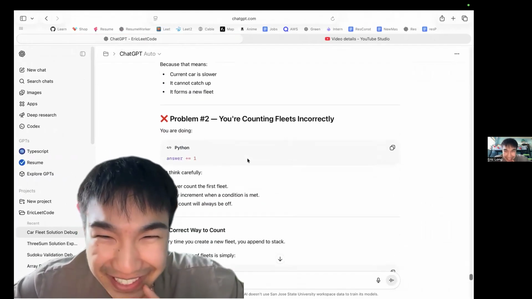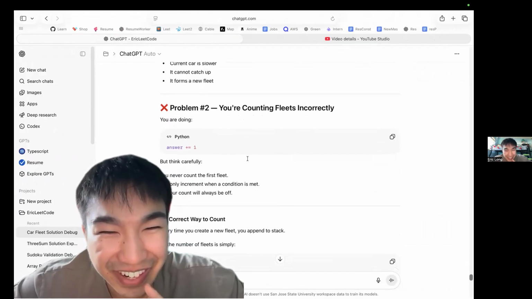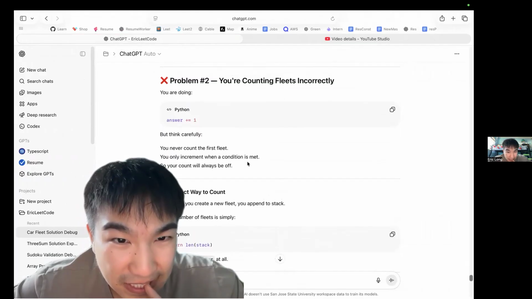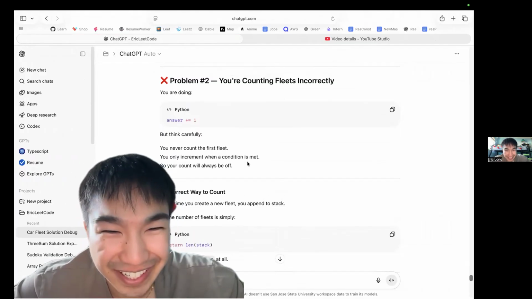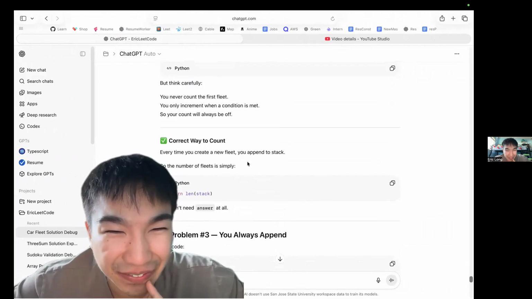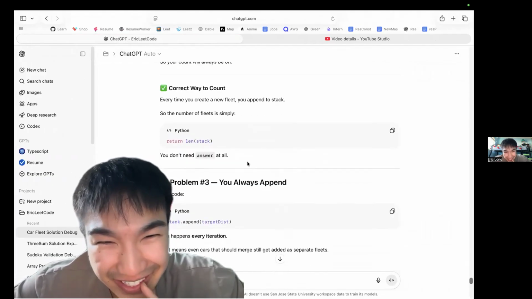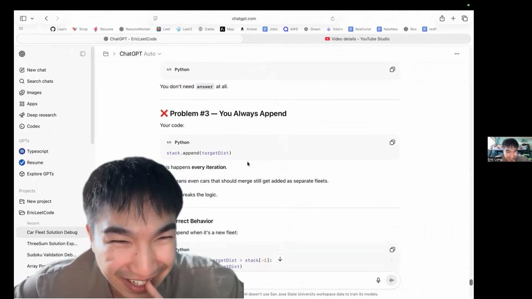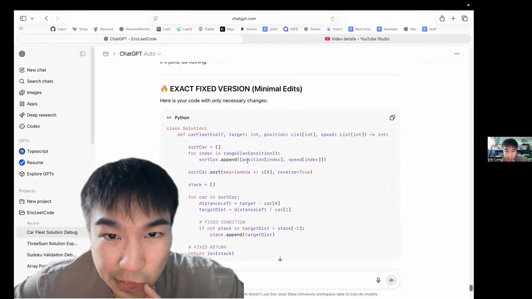I'm counting my fleets incorrectly. Is that like a bunch of ships? Yeah, except in this one it's a bunch of cars. It's just a group of cars that hit the finish line at the same time. That's considered a fleet.